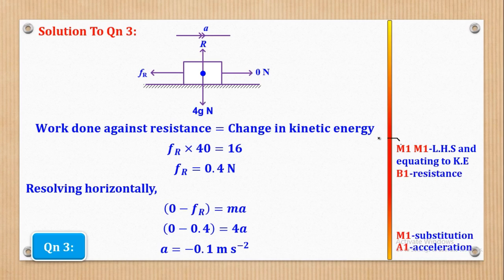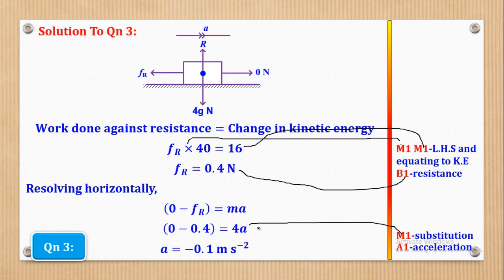So M1 is for you to calculate the work done against resistance, and another M1 is for you to equate that work done against resistance to the change in kinetic energy, and B1 is for you to get the resistance acting on the particle. Then for this part, M1 is for you to substitute in Newton's second law of motion, then A1 is for you to get the acceleration which they want. So basically that's how the 5 marks could come about in this question.